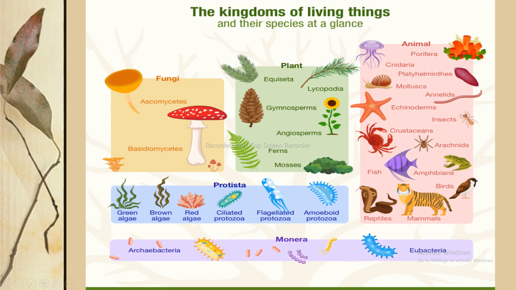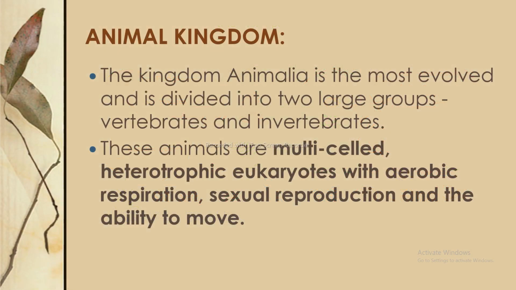Then comes the animal kingdom, which includes Porifera, Cnidaria, Platyhelminthes, mollusks, annelids, echinoderms, insects, crustaceans, arachnids, amphibians, fish, birds, mammals, and reptiles. Then I am going to discuss the animal kingdom.